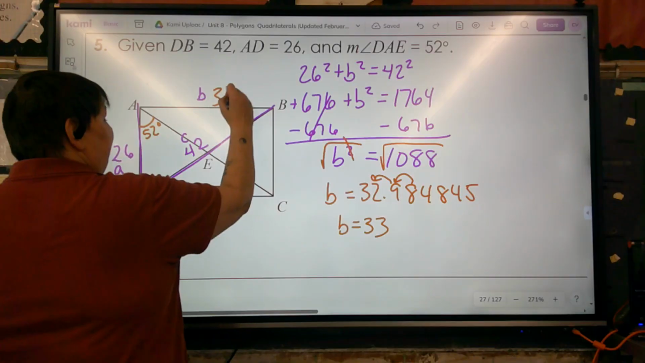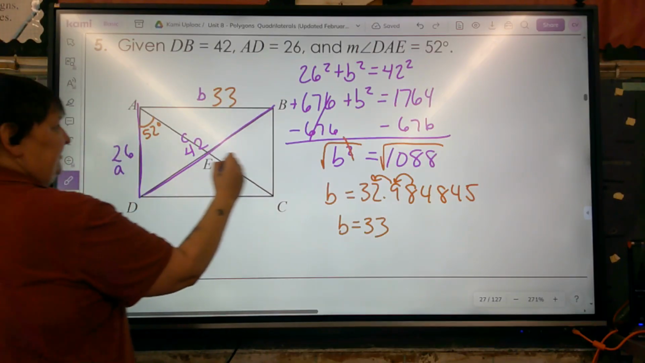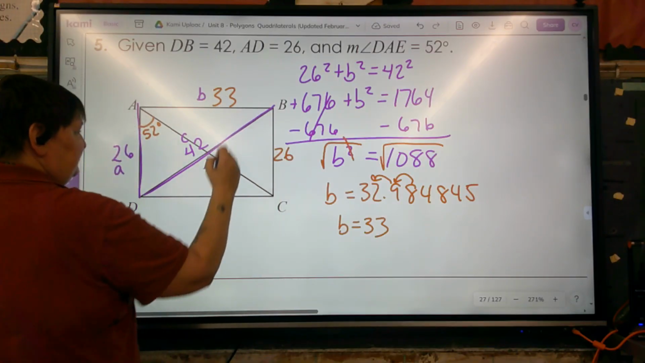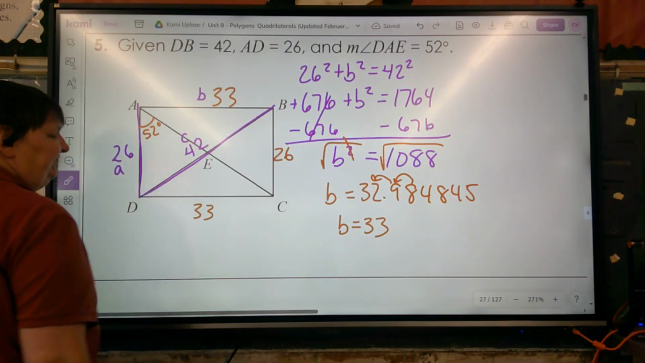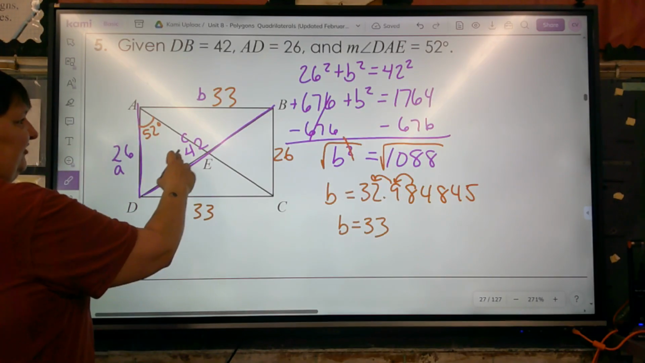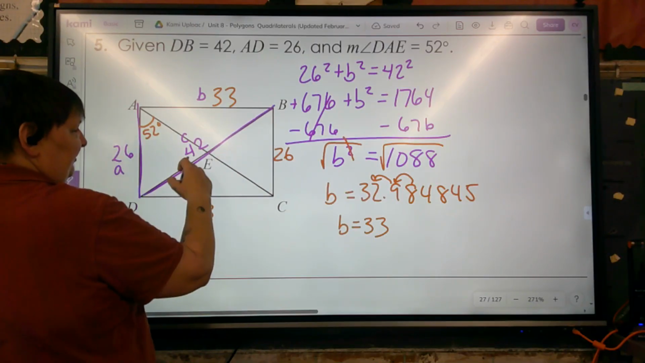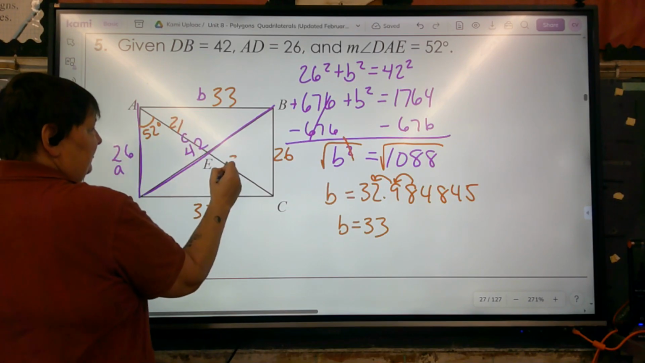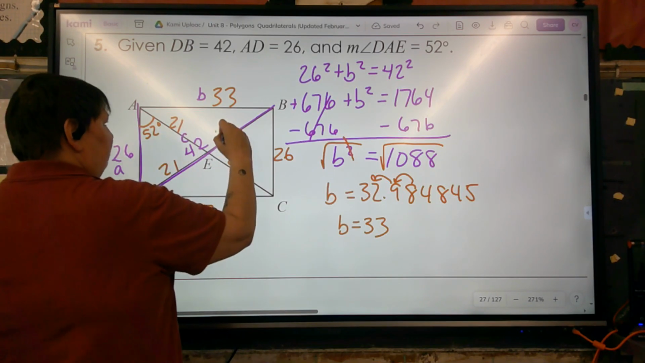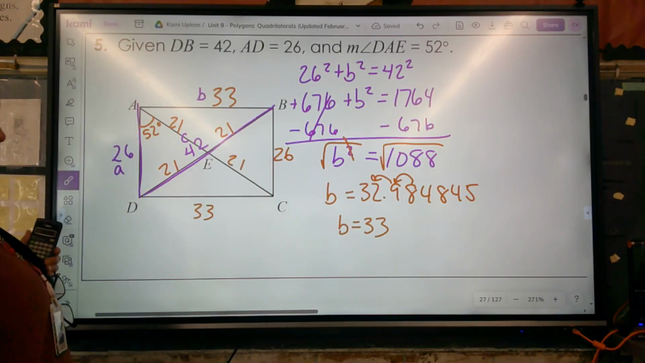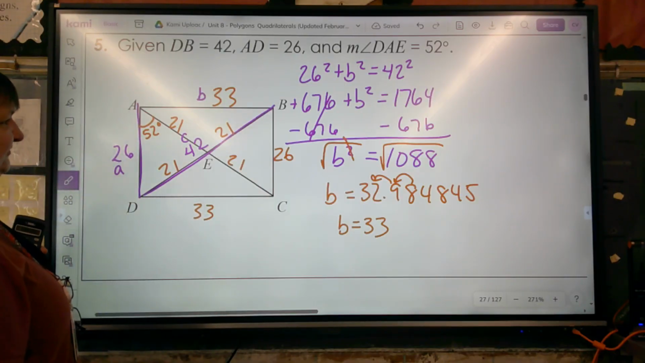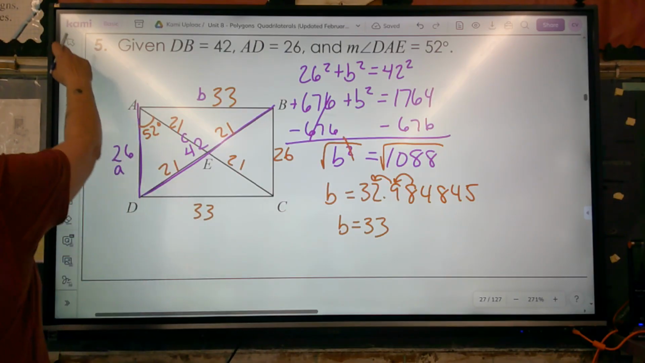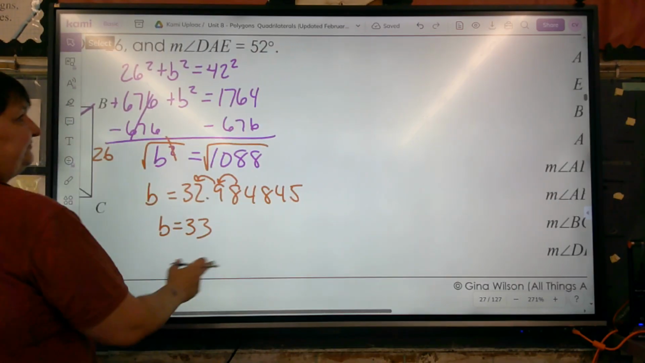So 33. So if this is 26, this is 26. If this is 33, this is 33. If this is 42, then half would be 21, 21, 21, right? Because the rule says that they are congruent. Those are all 21. Now let's see if we can answer our distance questions.